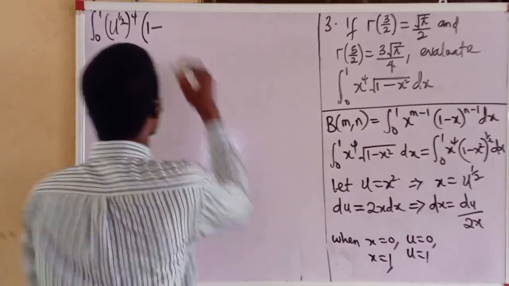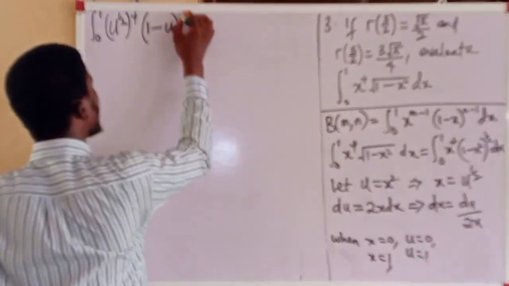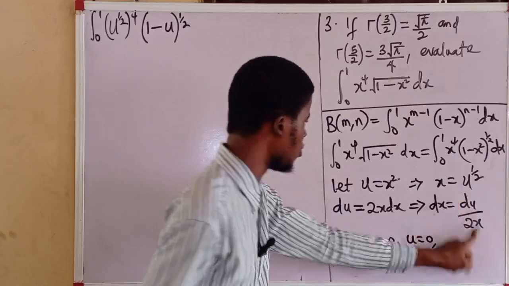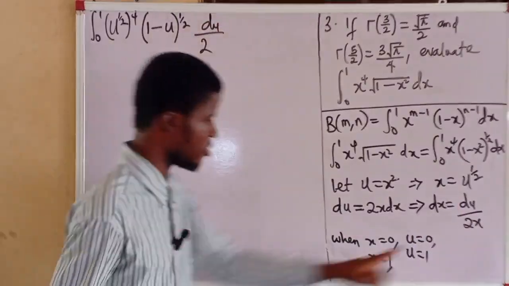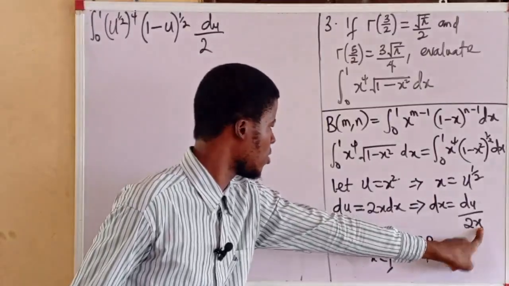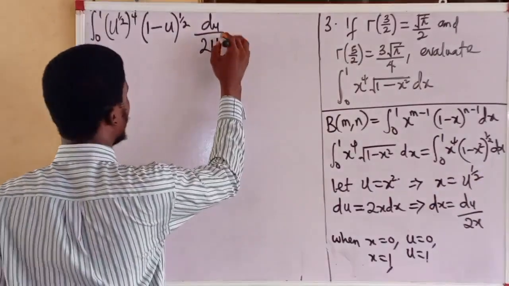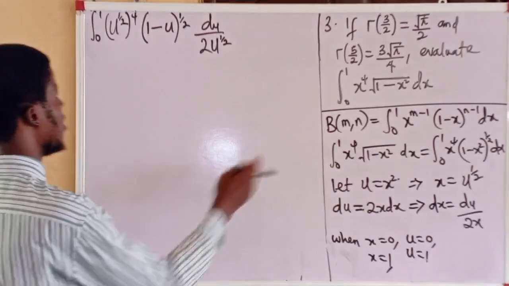Is u, 1 minus u to the power of 1 over 2. And what's ds? ds is du over 2x, du all over 2. What is x? I don't want to write x. I'll write u to the power of 1 half. You get it? u to the power of 1 over 2. The integrand is now a function of u, no longer x.